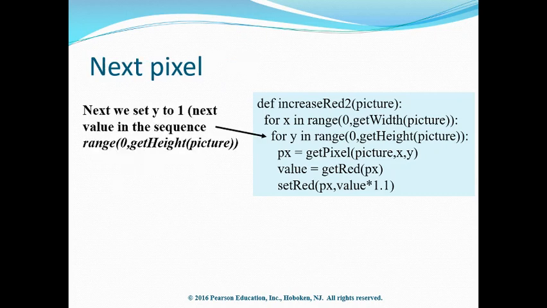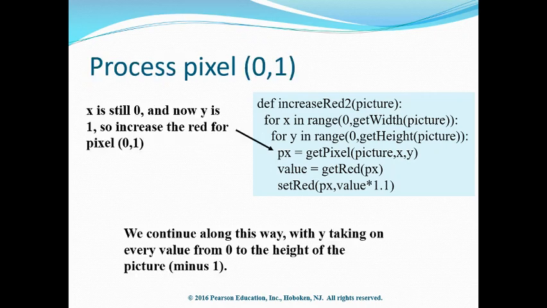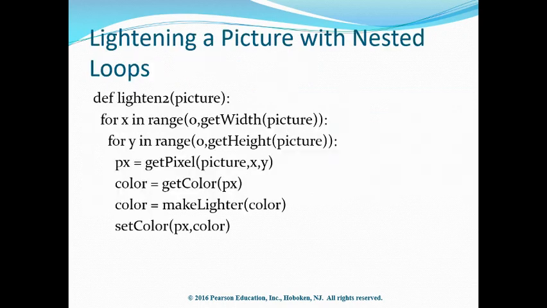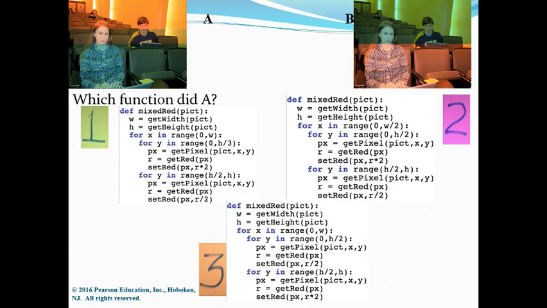Then we set y to 1, the next value in the sequence, range, get height picture. X is still 0, now y is 1, so we increase the red for pixel 0, 1. Do the same thing for 2, and then we continue on, and then we end up increasing the x as well. So lightening a picture with nested loops. So we can see that we go through again, and we get the color at the pixel at the x and y location, we make it lighter, and then we set the color.